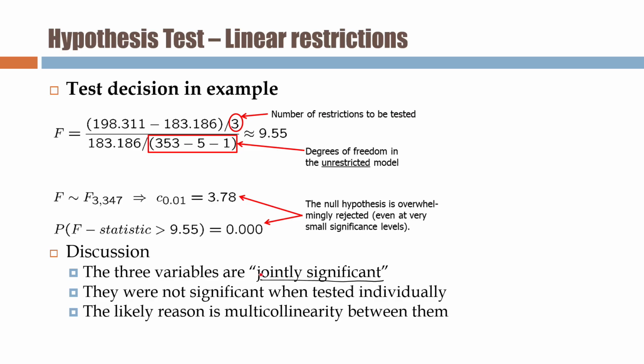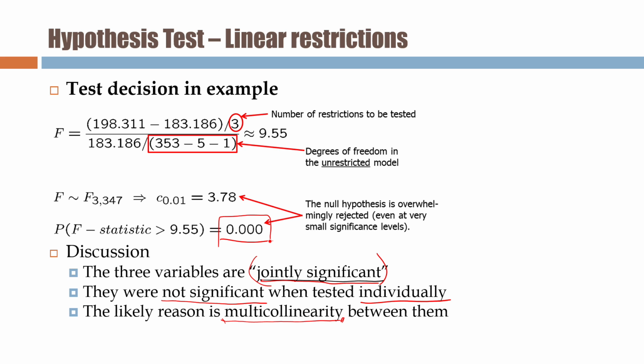Why do I say jointly significant? They are not significant individually, but jointly they are significant. So the likely reason is multicollinearity. We will talk about this a lot, and about the decision making, whether I have to drop the variable or not, when we talk about model selection. But here, this is more like a hypothesis test. How can we say whether it is significant or not?